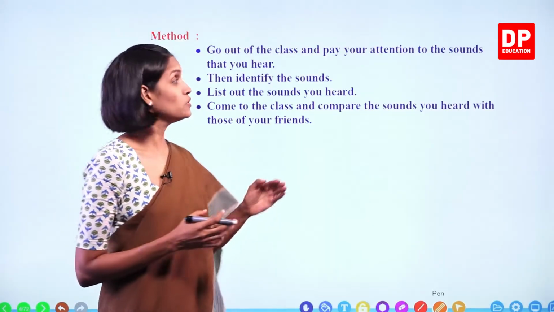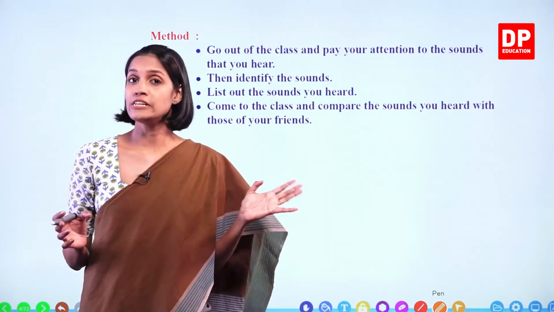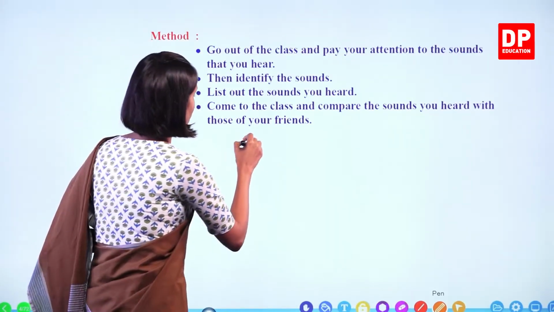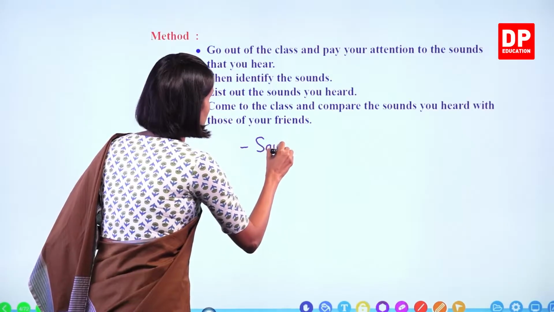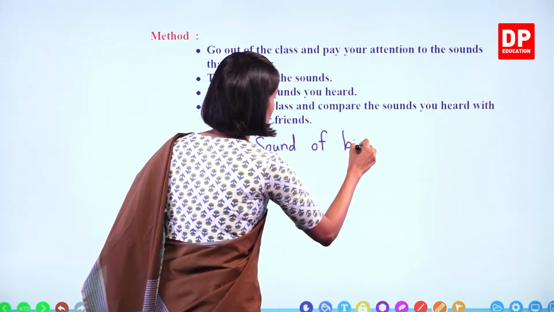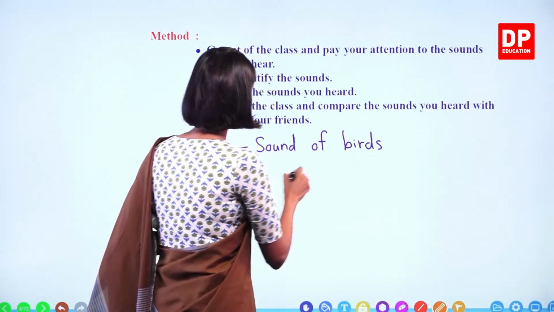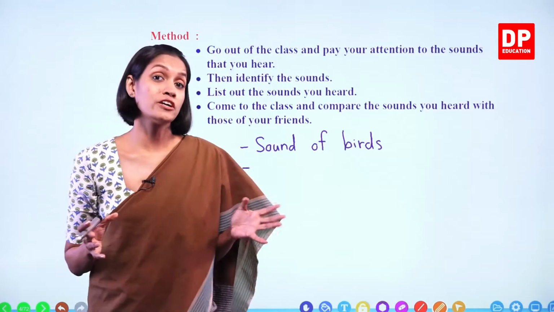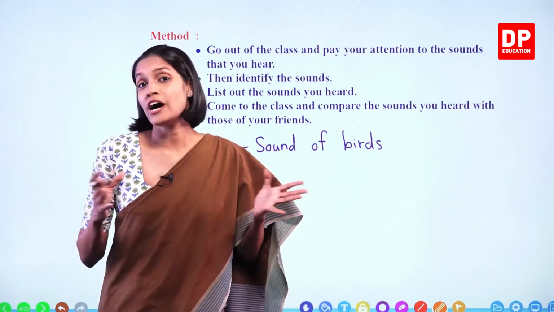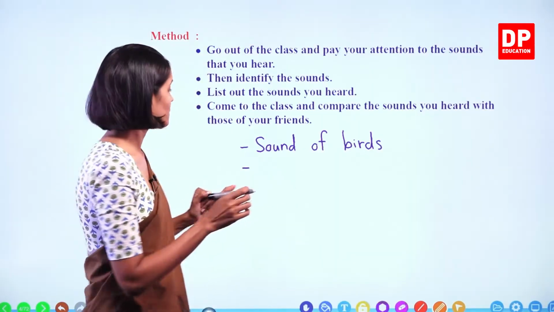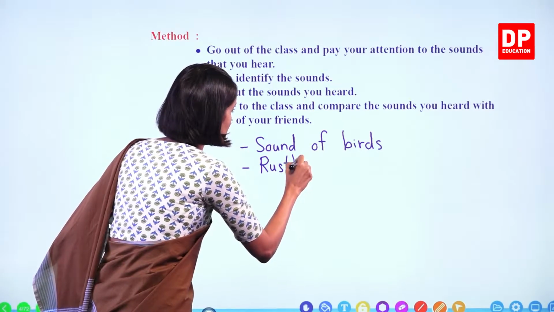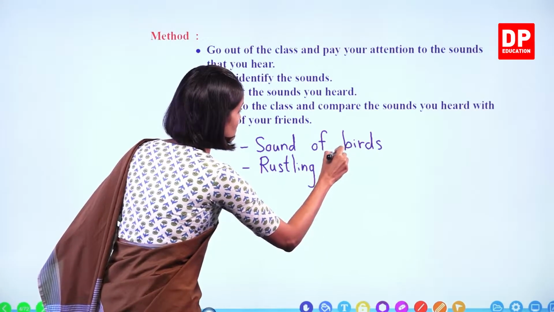So when you go to the school garden, you will hear the sounds of birds and maybe other animals too. Let's write. Sound of birds. And if the environment is very quiet, you will be able to hear the plant leaves rustling too. Okay? Rustling of leaves.